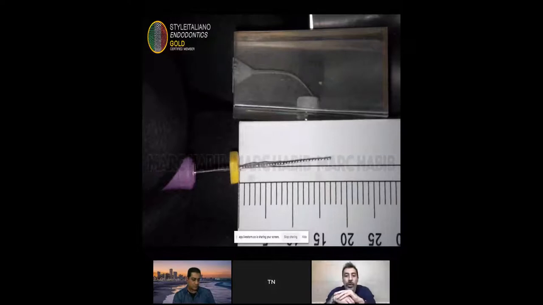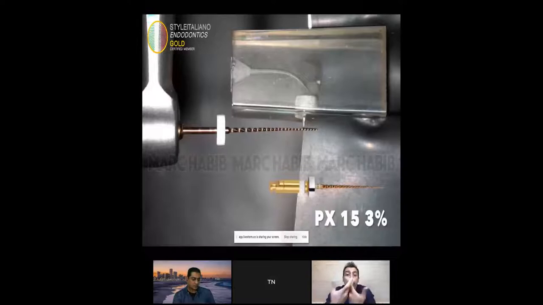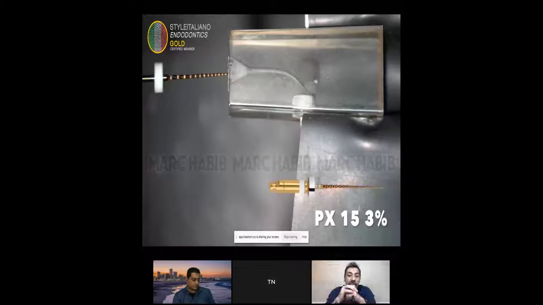Once I have the exact working length, if the canal is narrow, I can use the glide pass file at the beginning to create some space for the tip of the opener, which is the SV. So the SV is 10%.